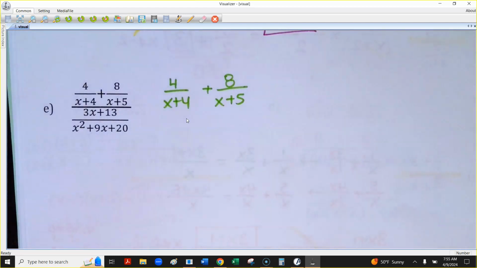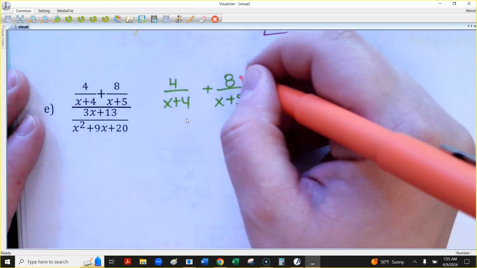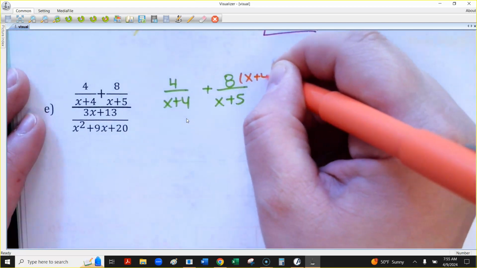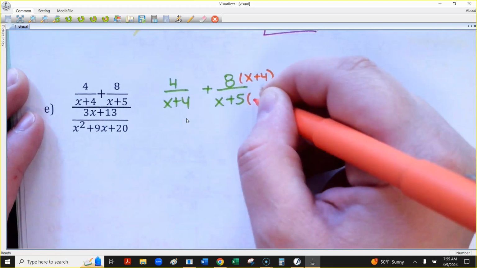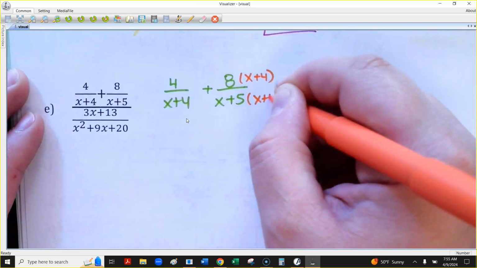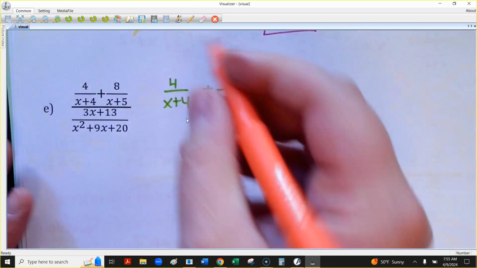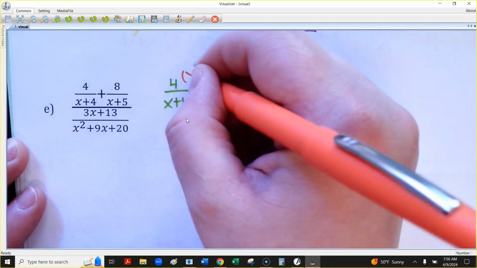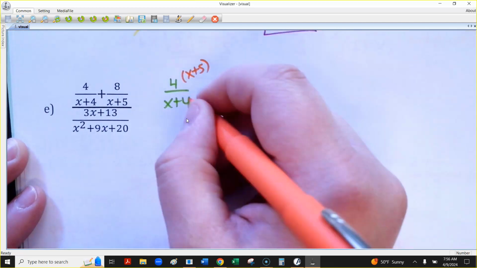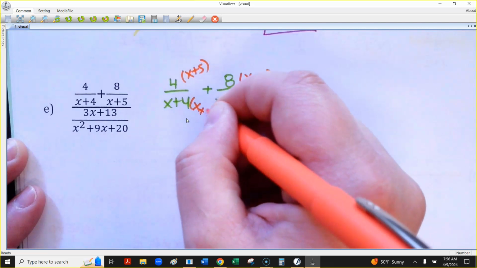Now, you can't just add and subtract things out of the denominator. It has to be multiplication to create a common denominator. To do that here, you're just going to need whatever you're missing. So this one has an x plus 5. It needs an x plus 4 to make those match. The first one has an x plus 4, so you need an x plus 5 top and bottom to make it match.